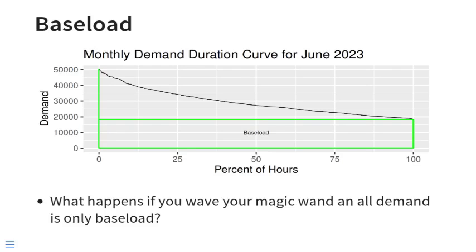So here I have the monthly demand duration curve, and I've highlighted the baseload. That's determined by the rightmost point. And it's basically the demand that is there all of the time. But I want to ask the question, what happens if you wave your magic wand and all the demand is only baseload? So this whole top area disappears. Well, the answer is your demand charge does not disappear, it just gets reduced.